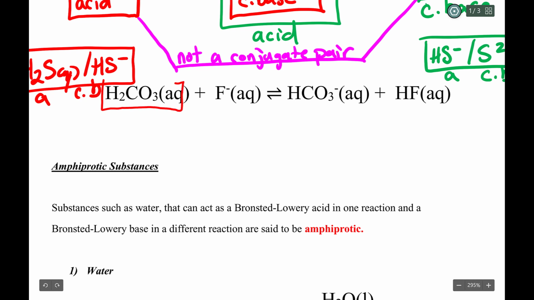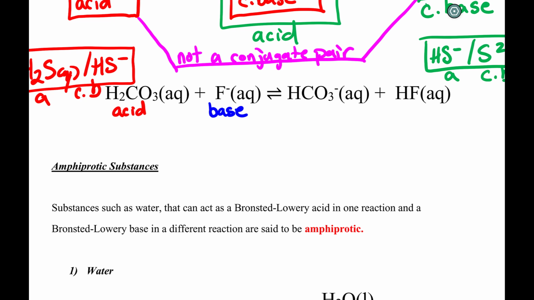H2CO3 has two hydrogens that it could ionize. It is a diprotic acid. It does not have a negative charge. It cannot accept a proton. It cannot be a base. This here must be my acid. Now, F- does not have a proton to donate, so it must be a base. And if I look this up on my acid-base chart, which we're going to look at in just a moment, I would find H2CO3 only on the acid side of my table, and I would find F- only on the base side of my table.